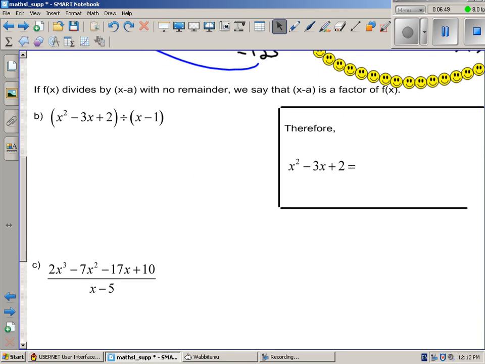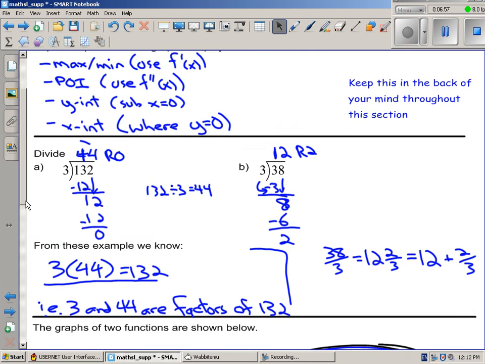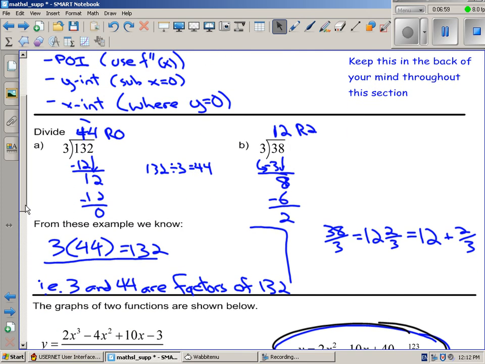If f of x divides by x minus a with no remainder, we say that x minus a is a factor of f of x. So again, back to our first slide. When we divided 132 by 3, we found that we got 44 with no remainder. And that told us that both 3 and 44 were factors of 132. When you get no remainder, you have found a factor. A factor just means something that divides the original number or expression perfectly.